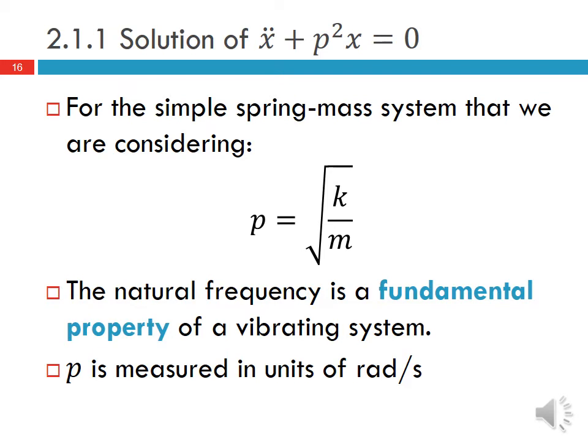It's important to note that p, the natural frequency, is measured in units of radians per second. So if you encounter a problem with hertz or RPM, then you need to do some conversions to make sure that we know that p is measured in radians per second.